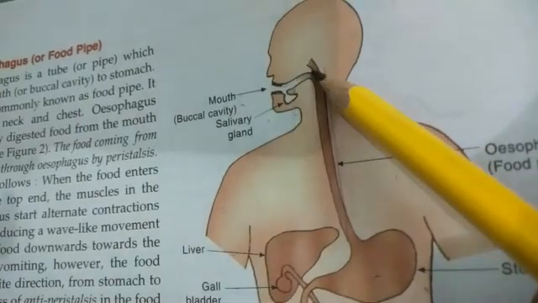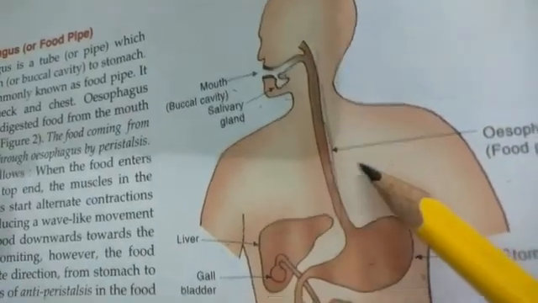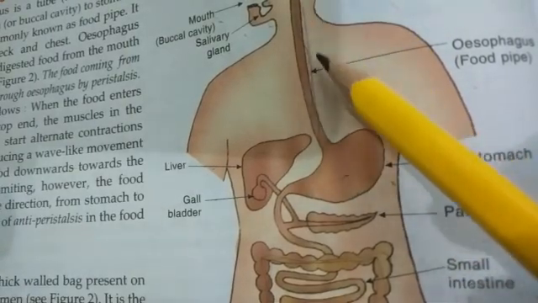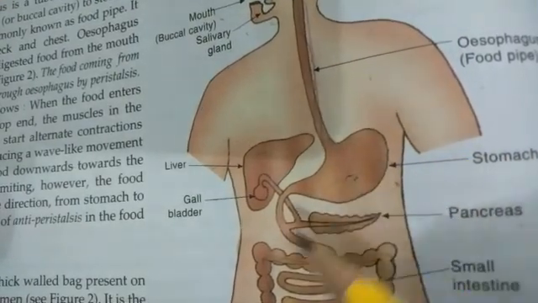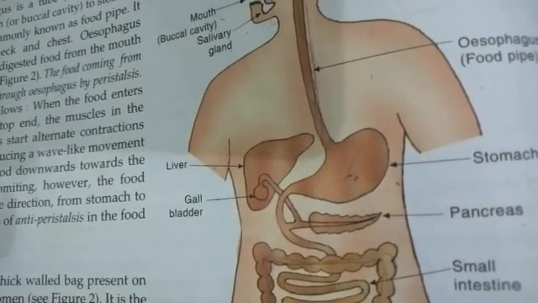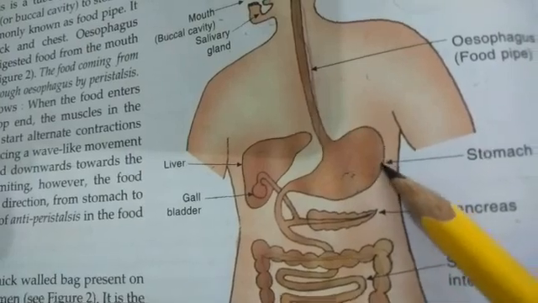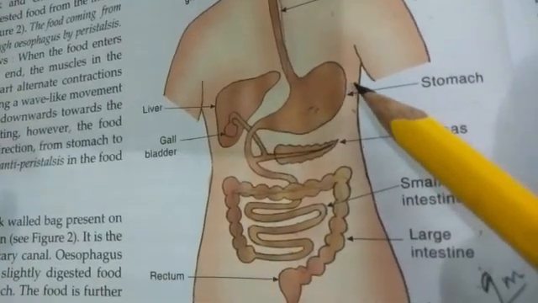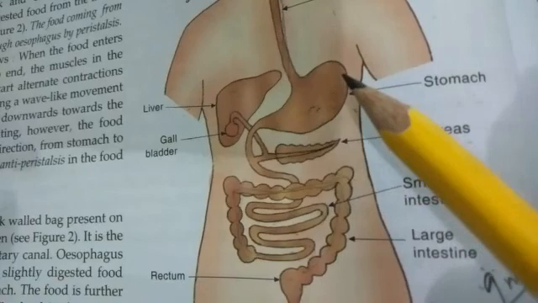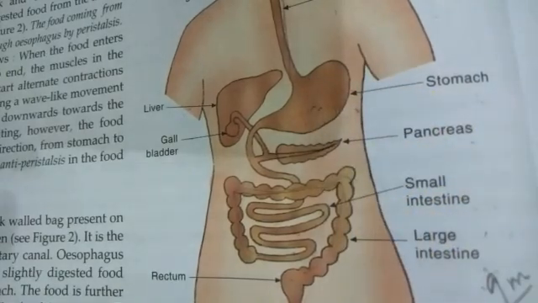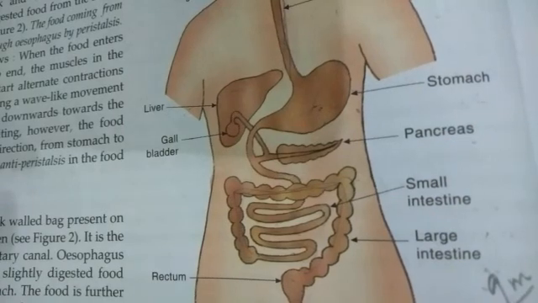After then food moves where? From the food pipe to the stomach, and the food moves from the food pipe to the stomach through wave-like movements that are known as what? Peristaltic movements. After then partial digestion of the food takes place where? In the stomach. Stomach secretes what? Gastric juices that include what? HCl is there, mucus is there, pepsin. Three things: HCl, mucus, pepsin.